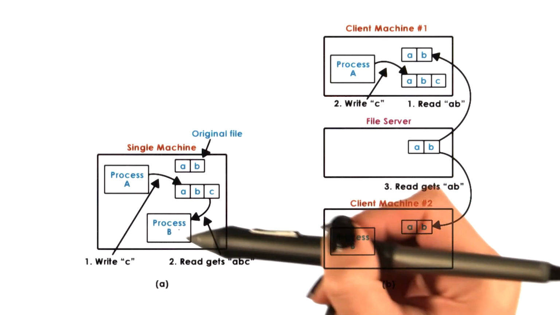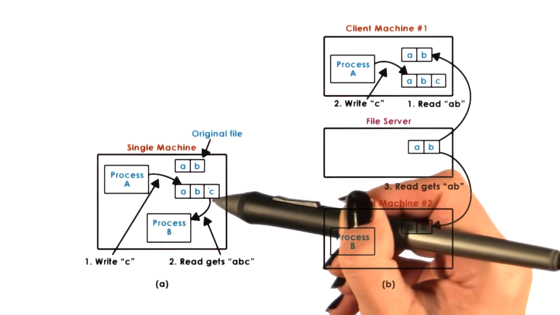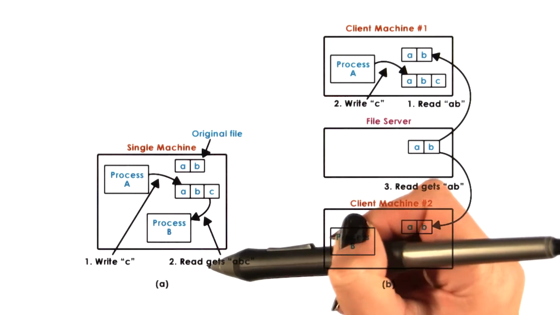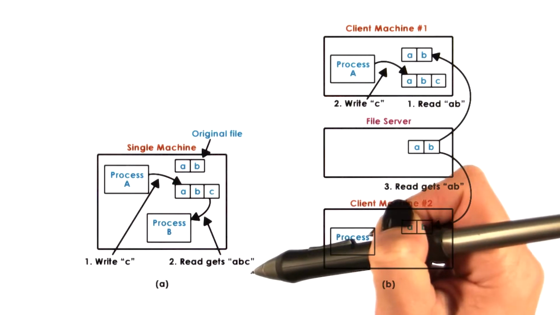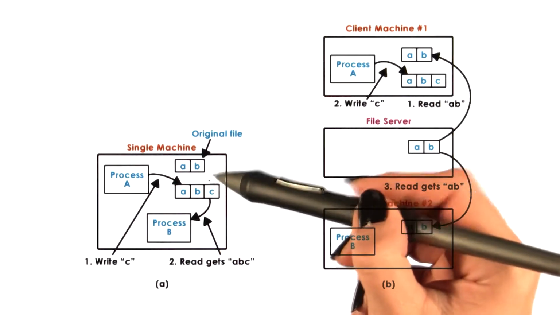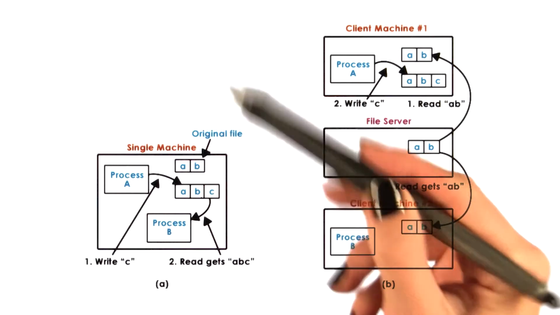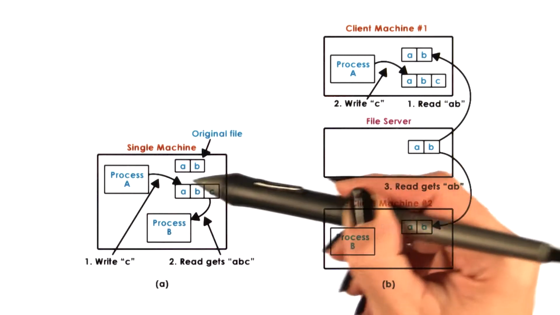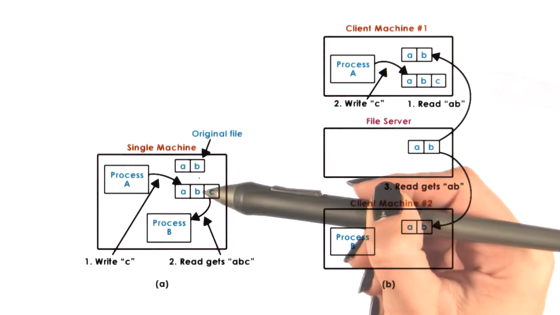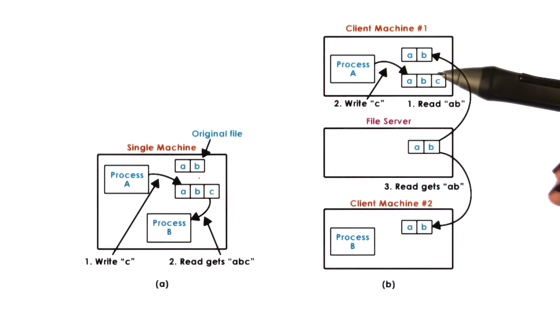So process B will immediately see that C. When it performs a read on this file, we'll get ABC. This will be the case even if the change isn't actually pushed out to disk, because both of these processes have access to the same buffer cache. In distributed file systems, that's not the case.